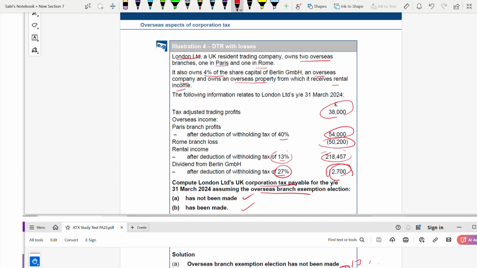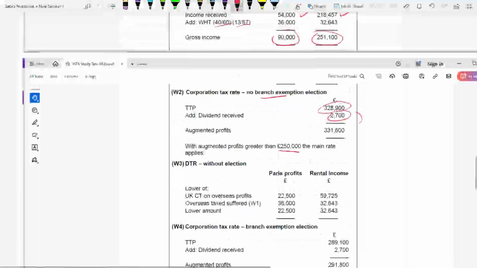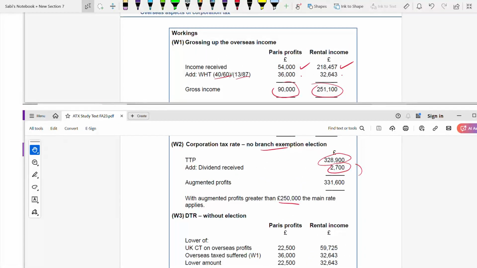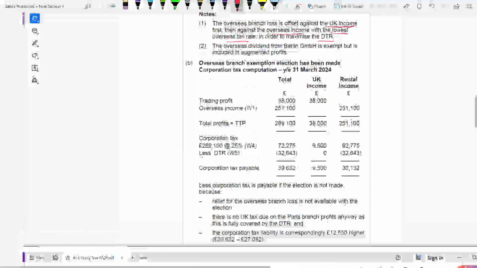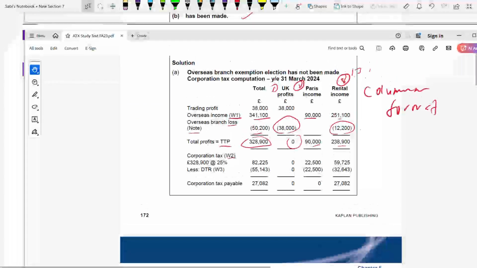Whatever dividend you have received, even if it's net, you can add it with your TTP to get the augmented profit. Why have you added? Because this is not from associated, it's from another company outside the group. So this you add, and this one is greater than 250, so the main rate applies, which is 25%. So you apply, and for DTR there is working 3.